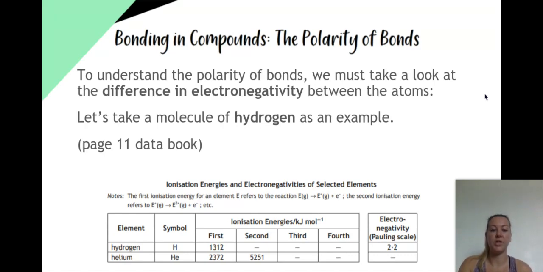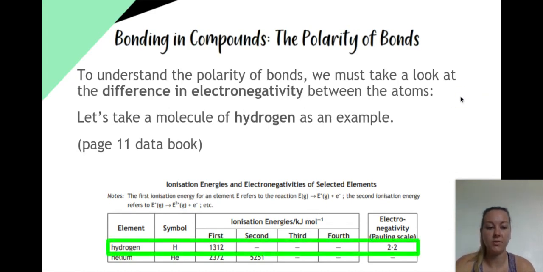If you go to page 11 of your data booklet, the first thing you want to do is find the atom in the compound that you are interested in. So if we have hydrogen bonded to hydrogen, we are looking for hydrogen, which is conveniently right at the top. So once we've found hydrogen, we are interested in the electronegativity, which is the very right-hand side, and we can see that hydrogen's electronegativity is 2.2.